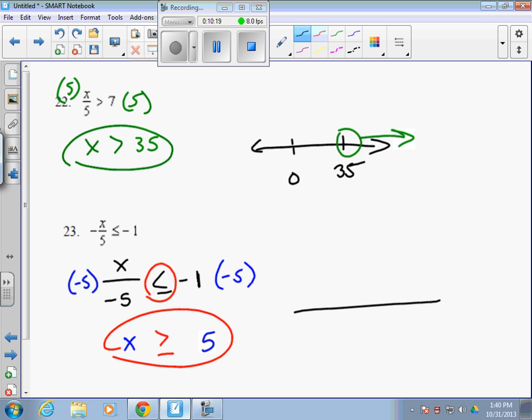So when we graph that, again, just show two numbers, 0 in its relationship with 5. Greater than or equal to means to bubble it in. Greater than means everything to the right.